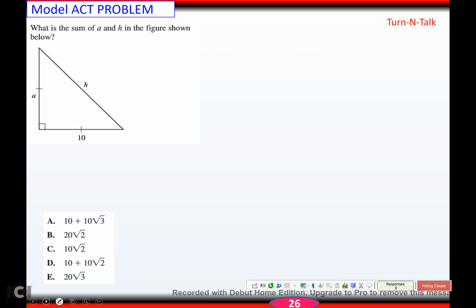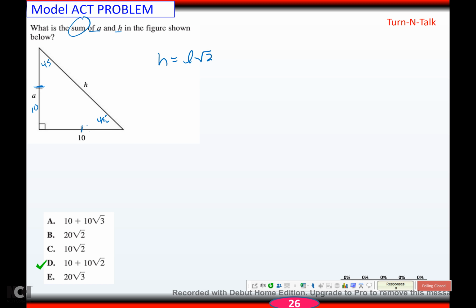Alright, try this one, hit pause, come back when you're ready. And hopefully you got T. What is the sum of A and H in the figure shown below? Well, because it's these two little ticky marks, that means those sides are equal, which means I have a 45, 45, 90 right triangle. And if I have a 45, 45, 90 right triangle, my hypotenuse is either leg times the square root of 2.